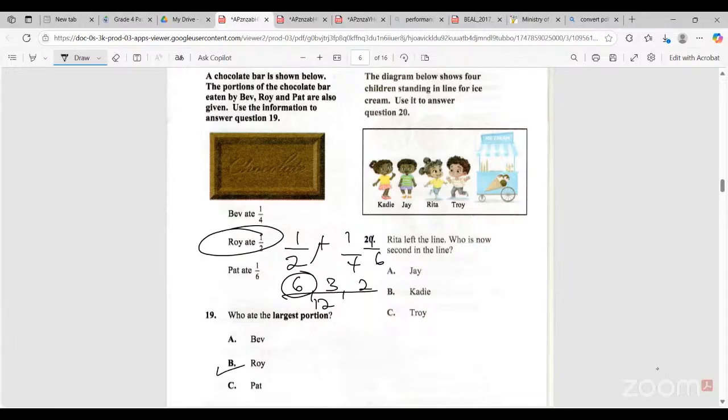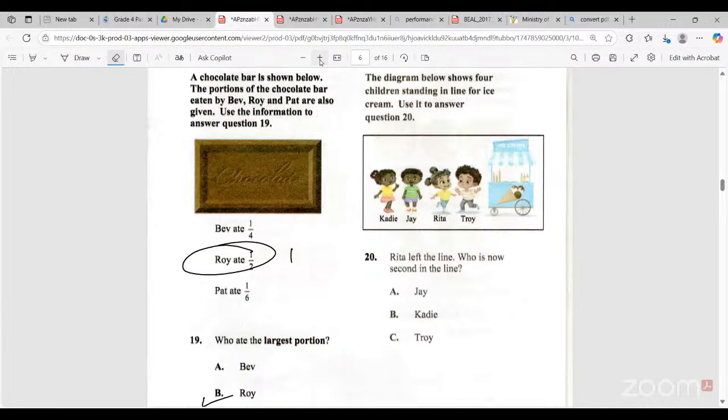And for this one now, this is the last one, guys, because I have to go. It says Rita left the line. Who is now in second? And of course, if Rita steps out, we now have J in second. All right, so that would have been J.